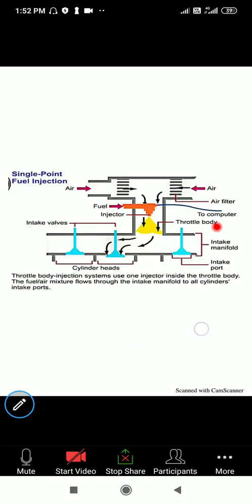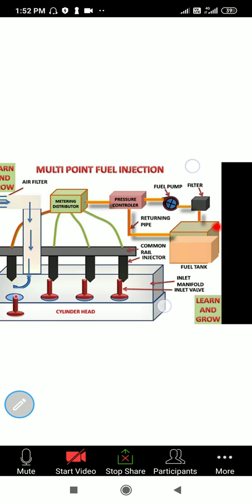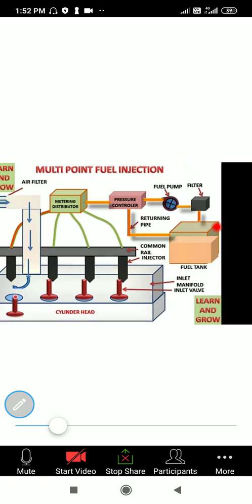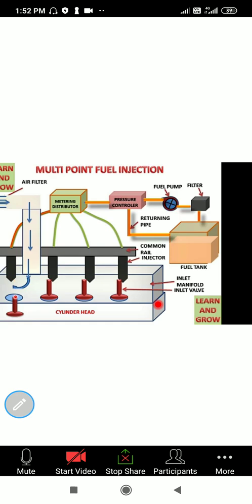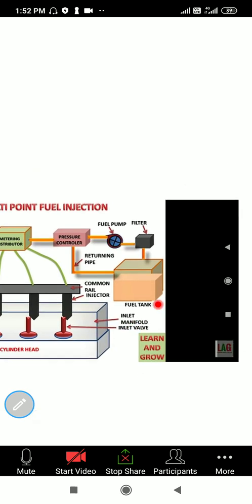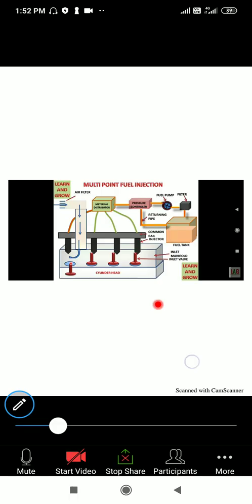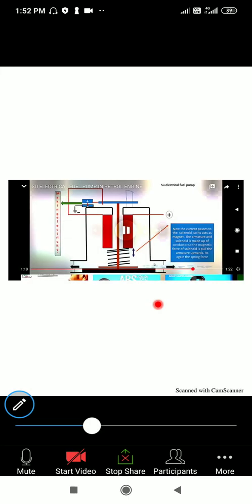Next, see over here there is a fuel pump, okay. In this diagram you have seen there is a fuel pump. So see, the fuel pump plays a very important role in the injection systems, okay. There are two types of fuel pump. One is a mechanical fuel pump and another one is an electrical pump, okay. We will see how it works and what the construction features of this pump are.